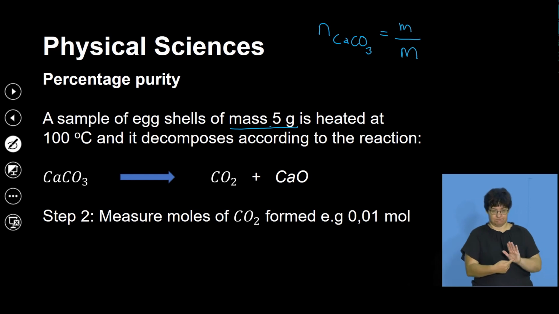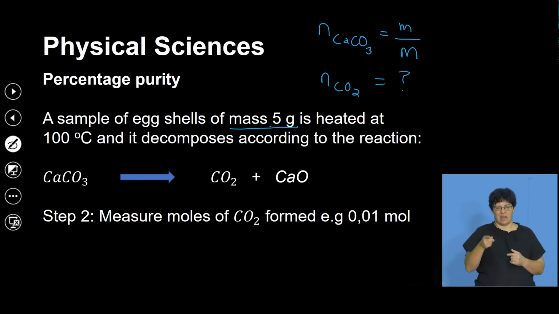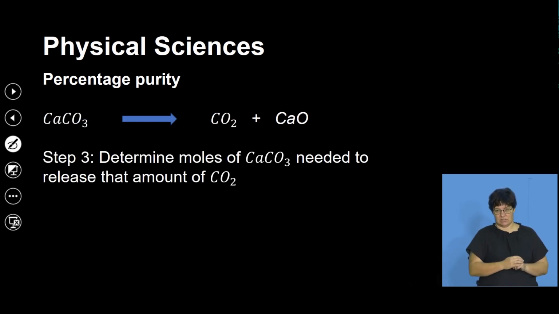And then we are also told that we need to measure the moles of carbon dioxide that is formed. So if we have the moles of carbon dioxide formed, whatever that is, we'll work backwards to say how many moles of calcium carbonate actually produced those moles of carbon dioxide, and then get to a point where we are able to determine the actual percentage of calcium carbonate in the sample of the eggshells.